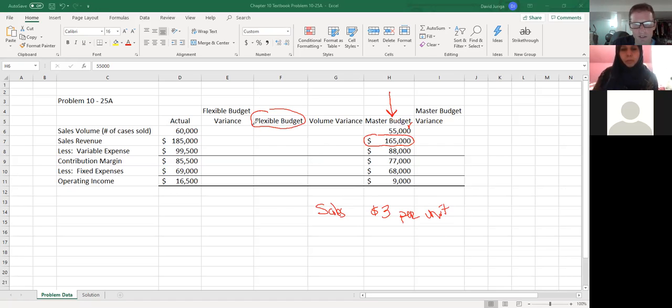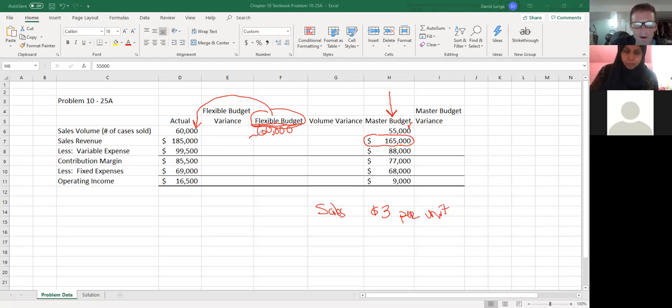Could we then figure out for the flexible budget what we think the sales would be? Well, let me go back. I guess I should have plugged this in. Remember, we're going to be using 60,000 units for the flexible budget. That's probably the first thing I should have mentioned. Just remember, guys, flexible budget uses the exact same volume as the actual result. So that's one thing that we need to know. All right, so we got 60,000 units.